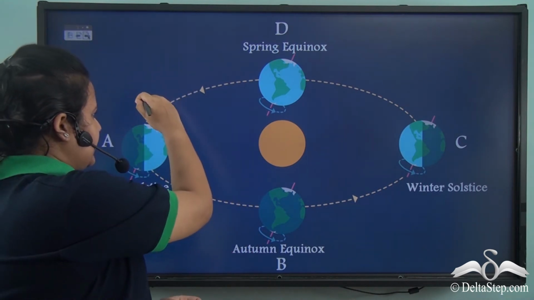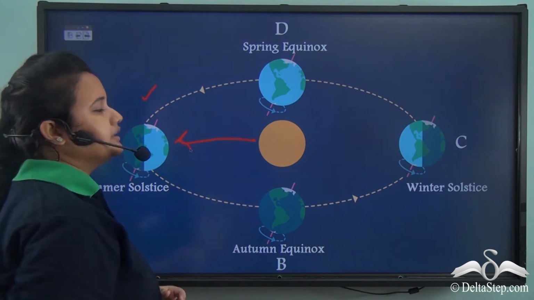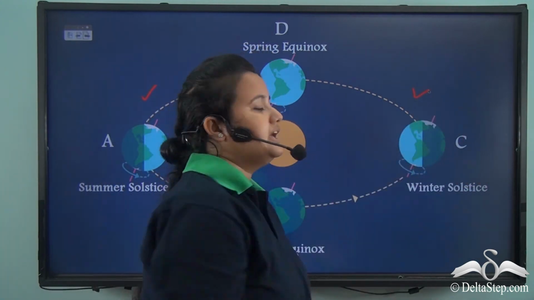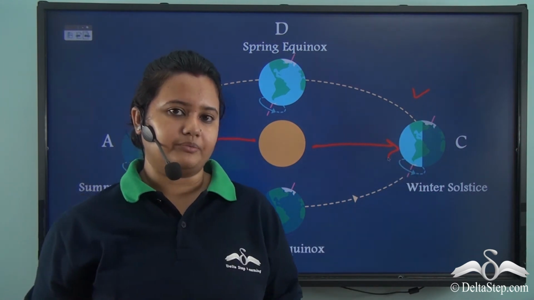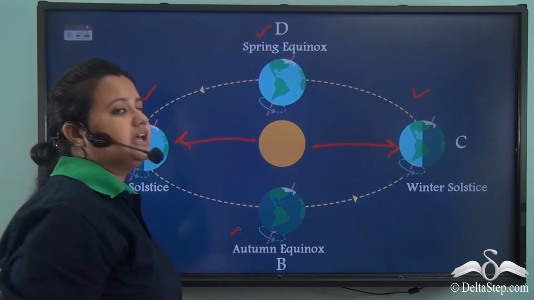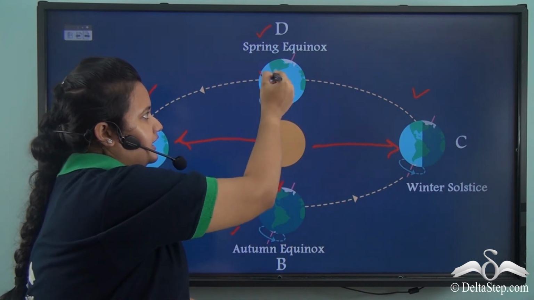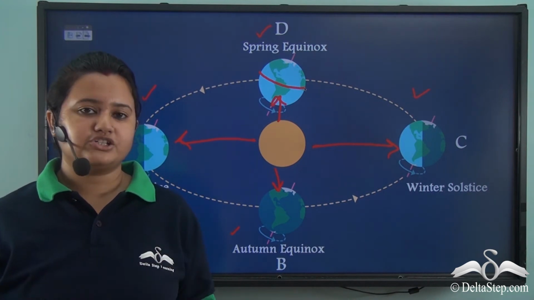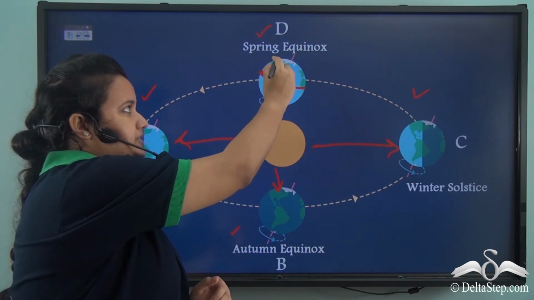At position A, as we just discussed, the sun is vertical over the Tropic of Cancer. At position C, the sun is vertical over Tropic of Capricorn. At positions D and B, the sun is vertical over the equator. Now, if you remember, while discussing the pressure belts, we assume that the sun is vertical over the equator.